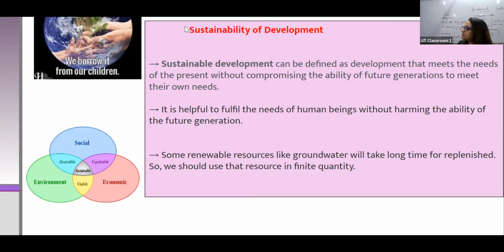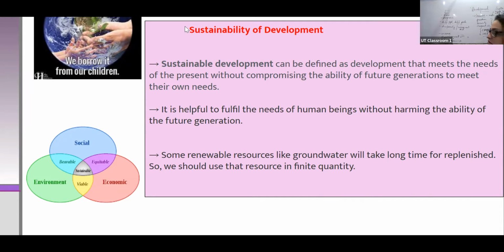See the definition. Sustainable development can be defined as development that meets the needs of the present. Point number 1 is needs of present. Second point is without compromising the ability of the future generations to meet their own needs. Without compromising on future. Correct? So I would use it from him without diminishing his ability to use it. It is helpful to fulfill the needs of human beings without harming the ability of future generations. So we use it, but at the same time don't deplete it in a way that the future finds it difficult to use it.